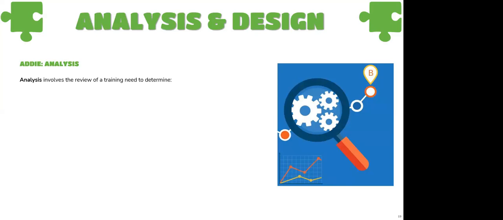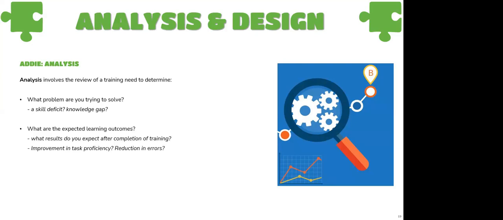Analysis is basically reviewing a training need to determine what kind of problem you are trying to solve. Is there a skill deficit for people performing tasks? Is there a knowledge gap? Is it something else completely? What kind of expected learning outcomes do you want to achieve? What kind of results do you expect after completion of training? Are you looking for people to improve their task proficiency? Is there a reduction of errors? Is it something else again?